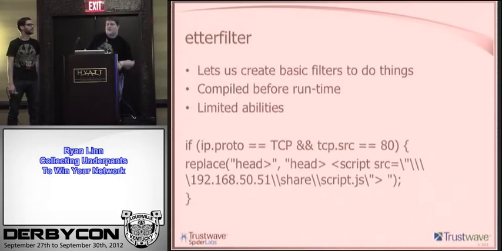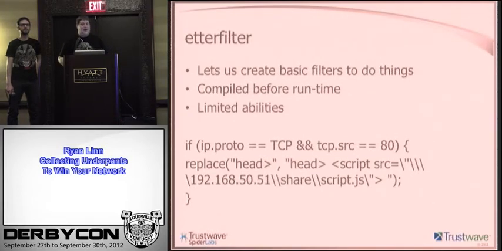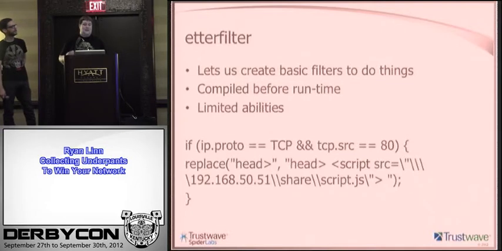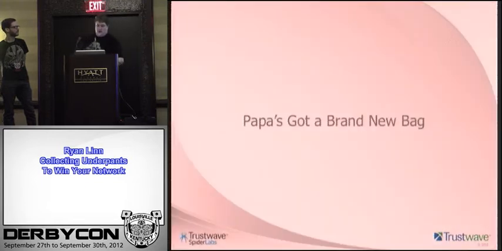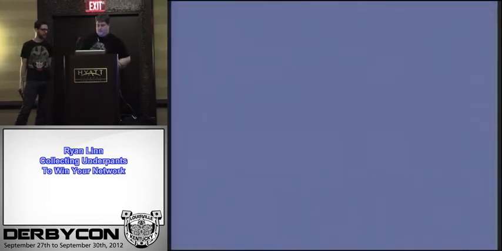Etterfilter lets us create some basic filters to do things. They're compiled before it's run, and it has some limited abilities. Some of the things that it does very well are replacing. So here's an example of a basic replacement script. We can see that if something is on TCP port 80, then we're going to replace the end of the head tag with a script that will load a script from us. So let's take a look at this one real quick.